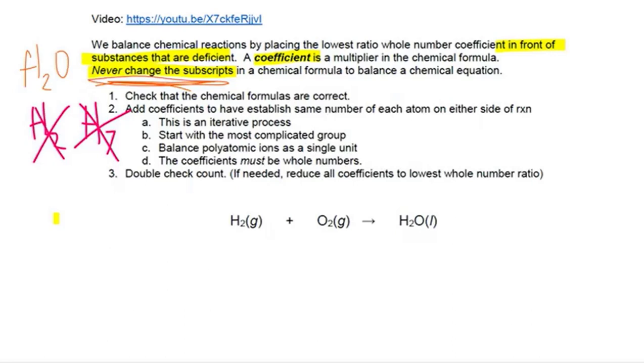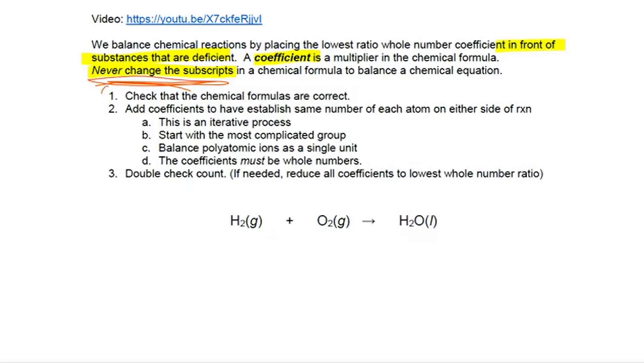Well, then it's not water. So you are totally changing the compound when you're doing that. But if I were to say I wanted 3 waters or 5 waters or whatever the case may be, then that's how you need to do it. You need to do it by changing that coefficient.